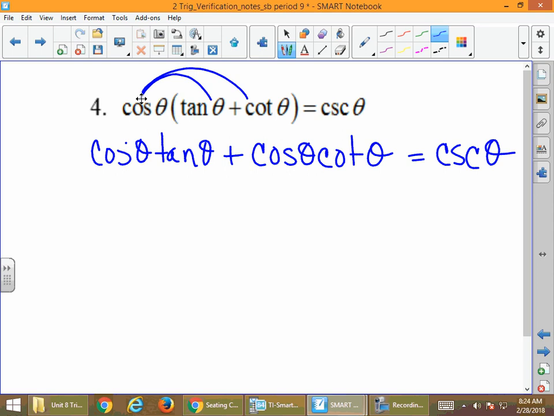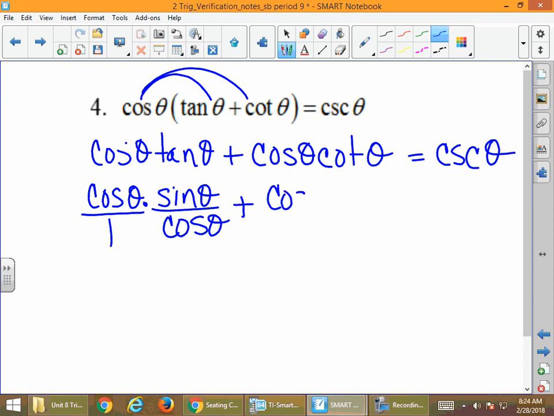Again, a technique from our yellow paper. It may be best if we convert everything into sines and cosines. We're best when we work with sines and cosines. So let's try that. Cosine of theta times tangent of theta, which is really sine divided by cosine. We're going to multiply that. So eventually, here I'm going to have that cosine over 1.